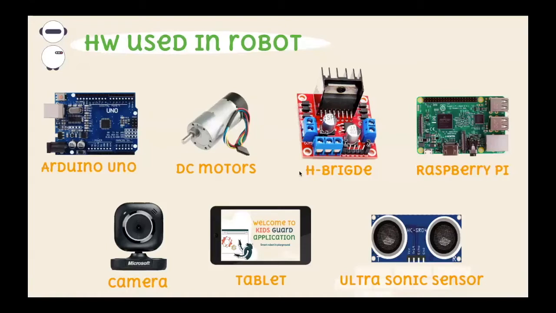And we will use a camera for face detection and recognition and to scan and read the barcode. And we will use a tablet to show the notifications and messages. And finally, we will use an ultrasonic sensor to sense the distance of kids when they're moving away from the playground. Thank you for listening. If you have any questions, feel free to ask.